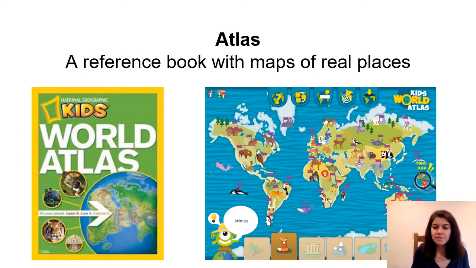This is one we don't see too often anymore, but this one is called an atlas. And an atlas is a reference book that has maps of real places inside. So you can look at an atlas to learn about different parts of the world and maybe what their climate is like, the weather. This example is showing what types of animals exist in different parts of the world. So it can tell you different things about different places.